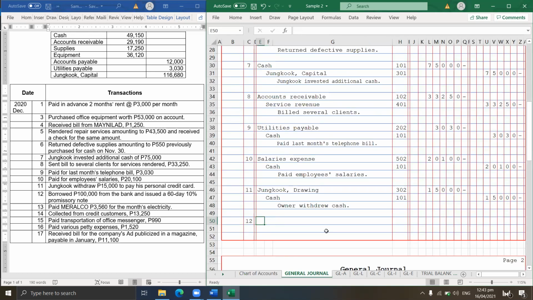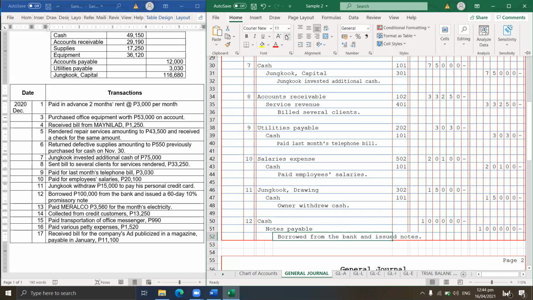So that's December 12. So debit po tayo ng cash. Okay, amounting to 100,000. Okay. Then we credit po notes payable since we have issued notes. Okay, so again, promissory note is a supporting document, no, that can be used for asking for a loan in the bank. So that's 100,000. Okay, so short explanation. So borrowed from the bank and issued notes. Okay, so pagkasyahin na lang natin.